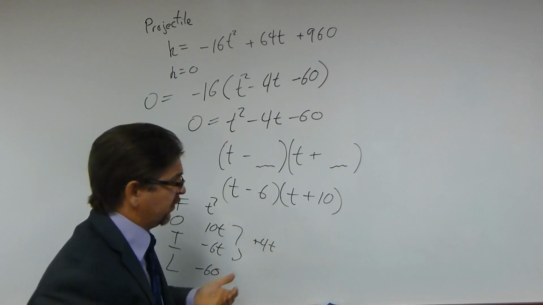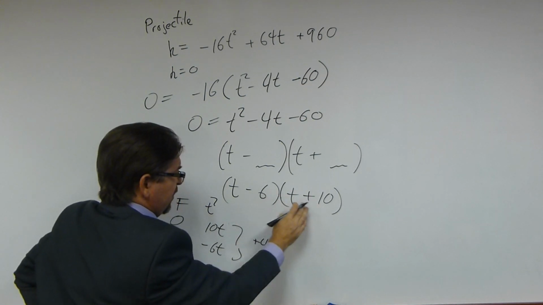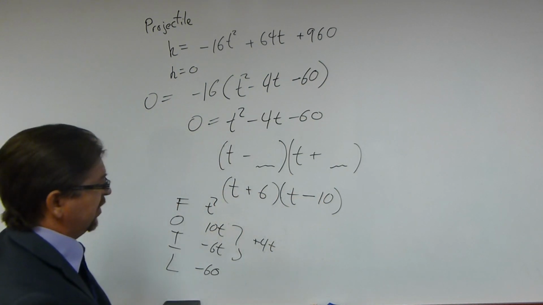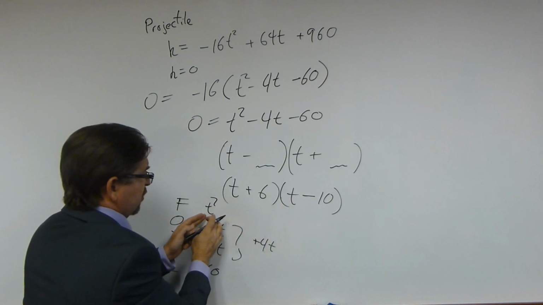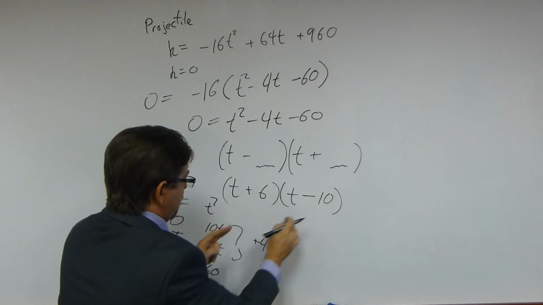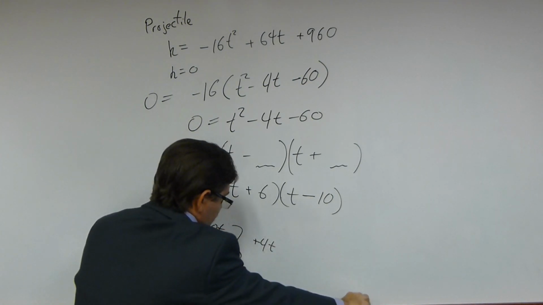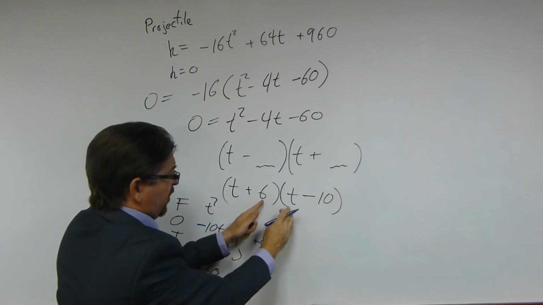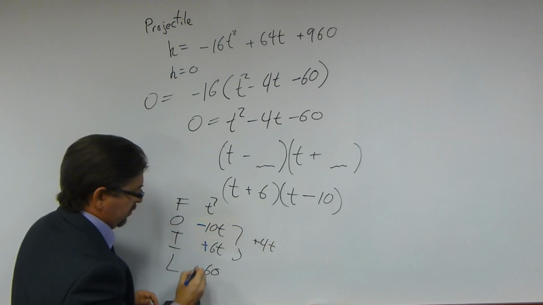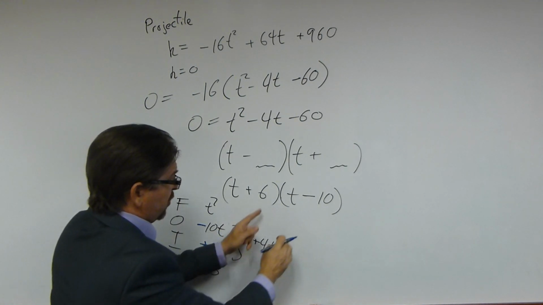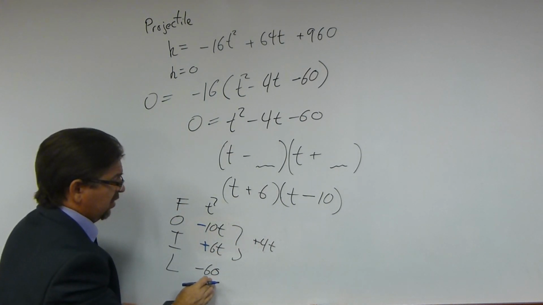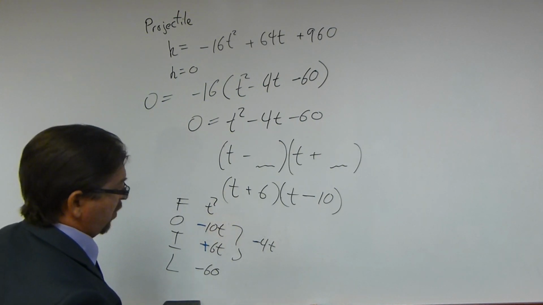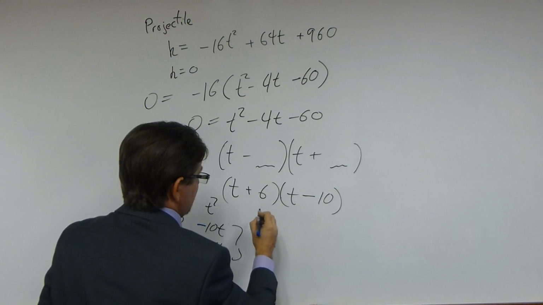So let's try it a little bit differently. I tried it with minus 6 and plus 10. I'm going to try it with plus 6 and minus 10. How does that change things? I still get a t squared, good. My outer terms give me minus 10t. Maybe mark this with a different color so we can see the change. Now I get a positive 6t for my inner term. My last terms give me negative 60. Good. So now I get minus 4t. Okay, so I can factor this as t plus 6 times t minus 10.